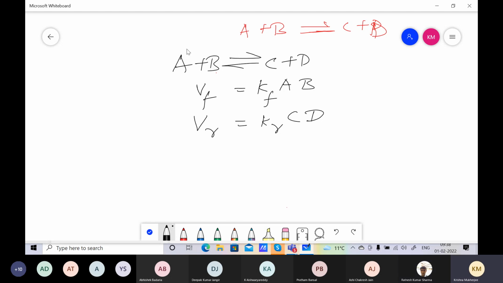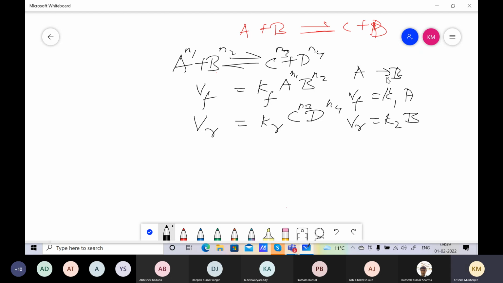Or if there was power here, some say N1, N2, N3, suppose this was the elementary reaction, then we would put N1, N2 and N3, N4, right? And essentially, for the simplest case, if A goes to B, we would have V forward equal to simply K forward, or let me call it K1 A, and V reverse equal to K2 B, right? This is the basic reaction kinetics. All of you are familiar with this?